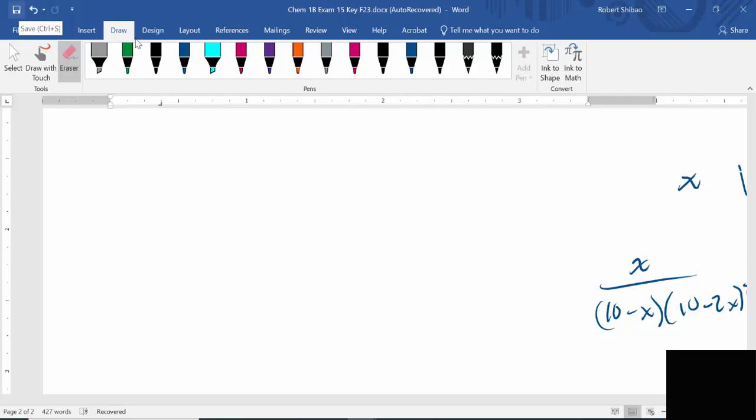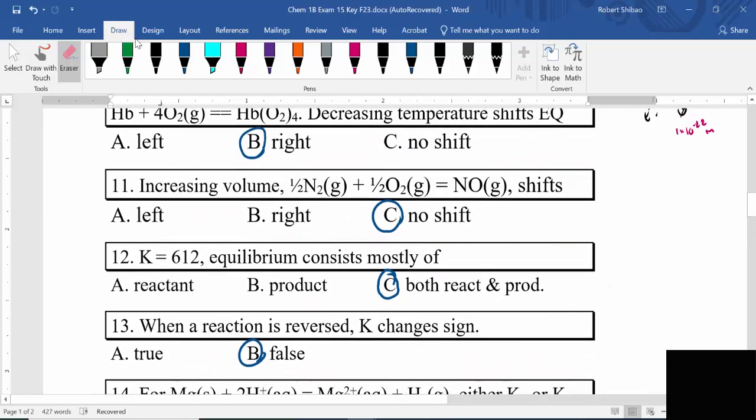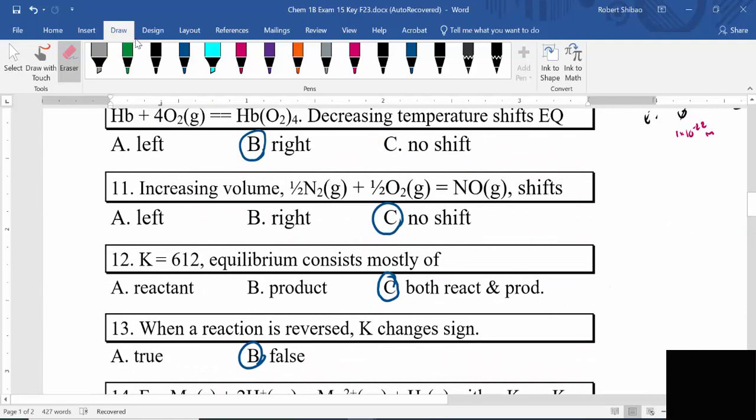For question 11, I said that it went to the left just because I thought that an increase in volume meant a decrease in pressure. An increase in volume does mean a decrease in pressure. That's correct. If we increase the volume, we're going to cut the pressure.